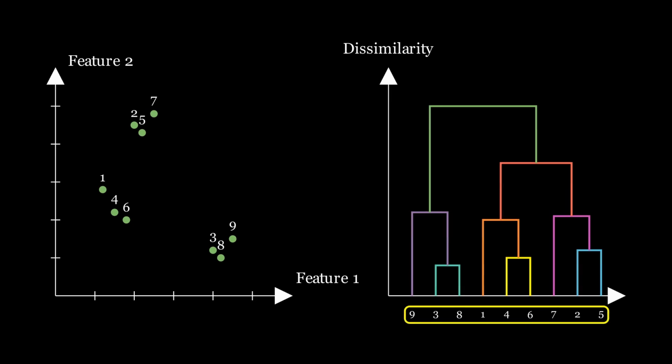One note about the x-axis labels before we move on. The horizontal position tells you nothing about distance. 8 and 1 are far apart in distance, but are next to each other in the dendrogram. And that is hierarchical clustering in a nutshell.